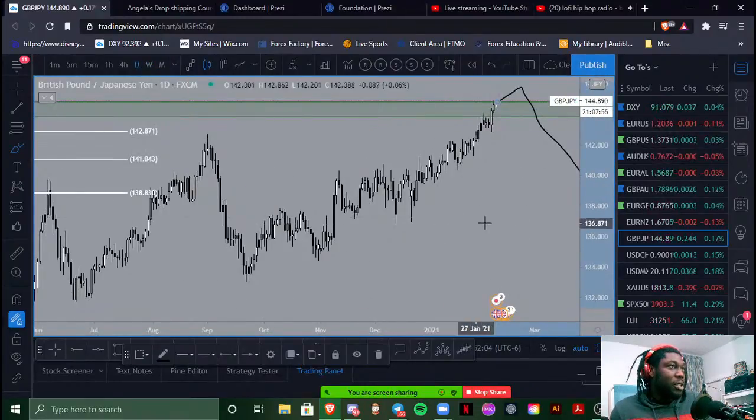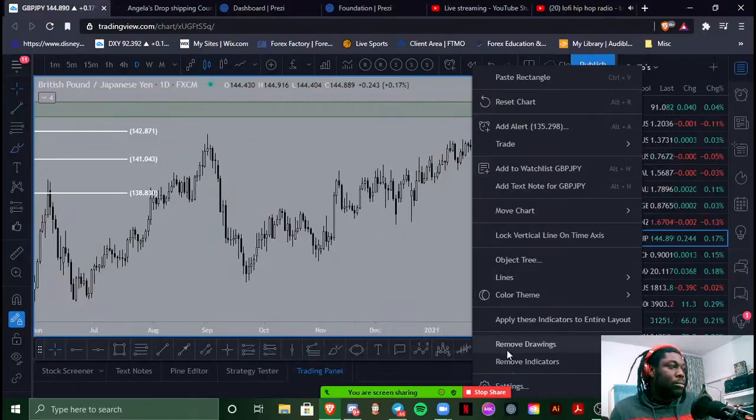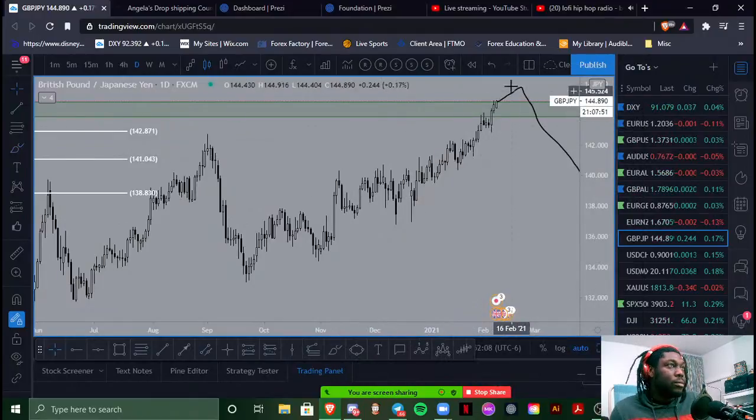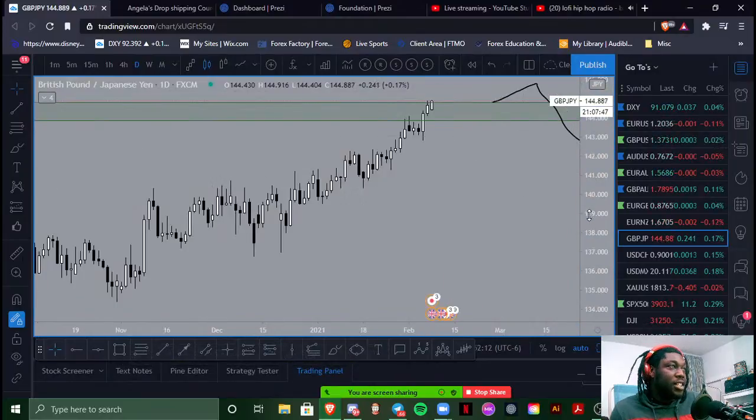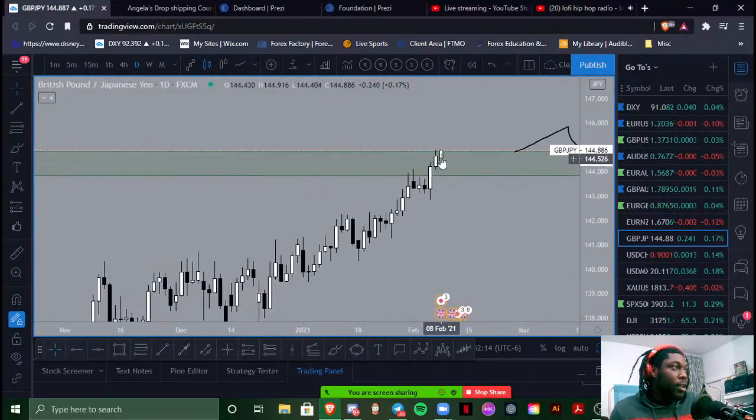The daily time frame is just making higher highs, man. Even right here, even where price opened up, it's higher than where it closed. The high is 144.916 right here. The high on here is 144.891. So yeah, it's just making higher highs.